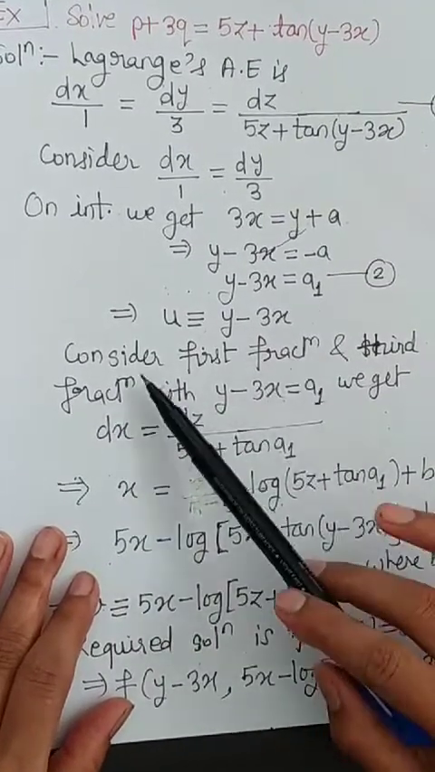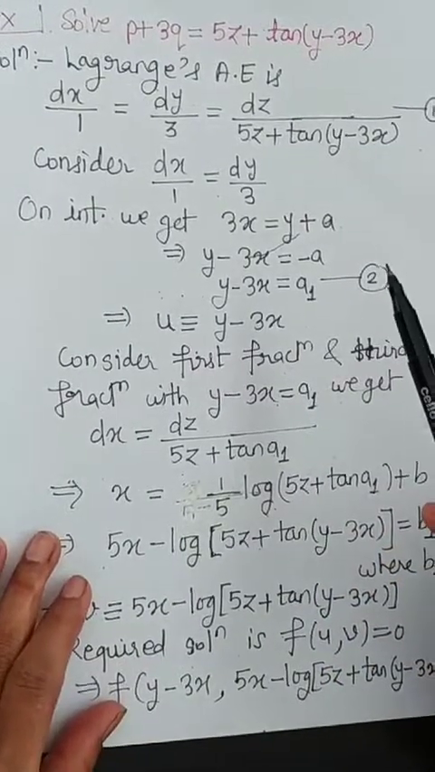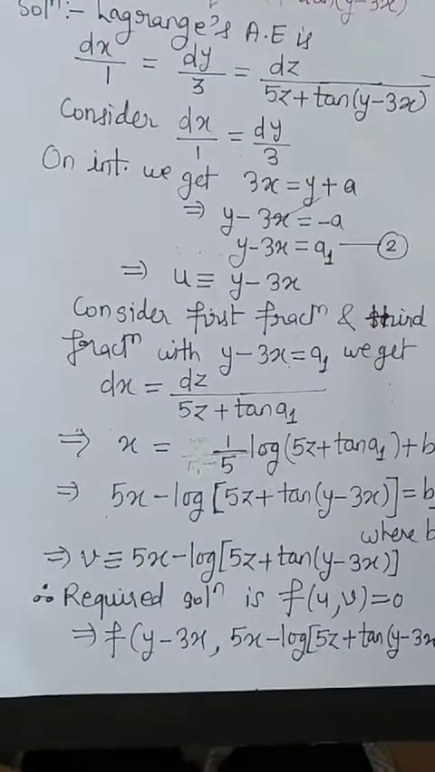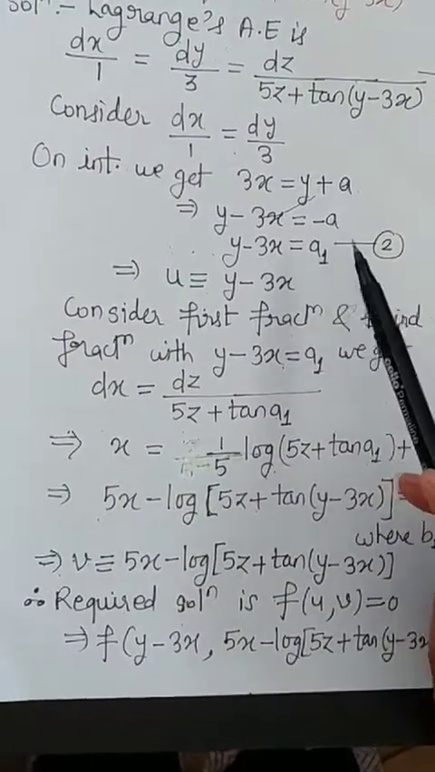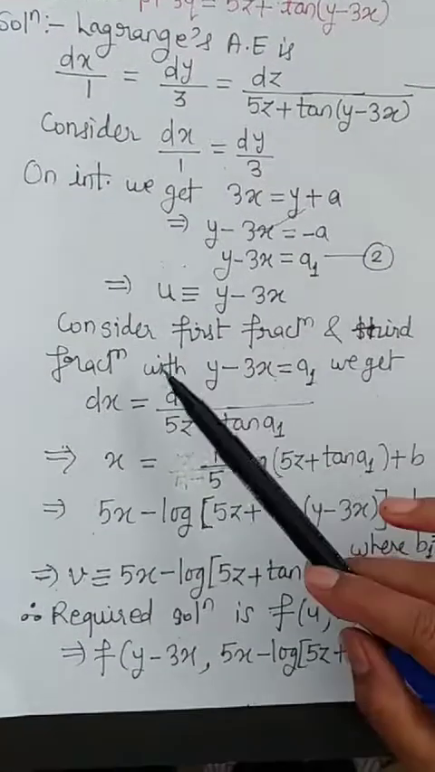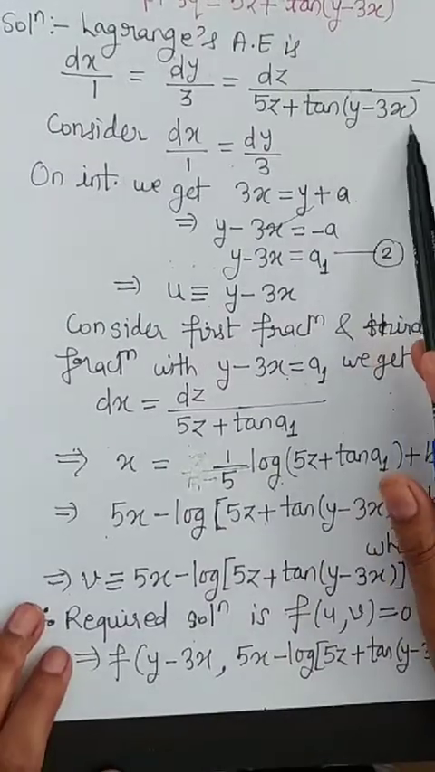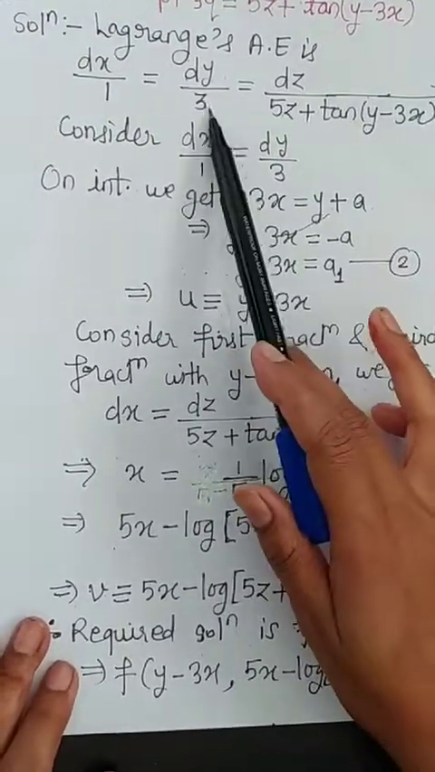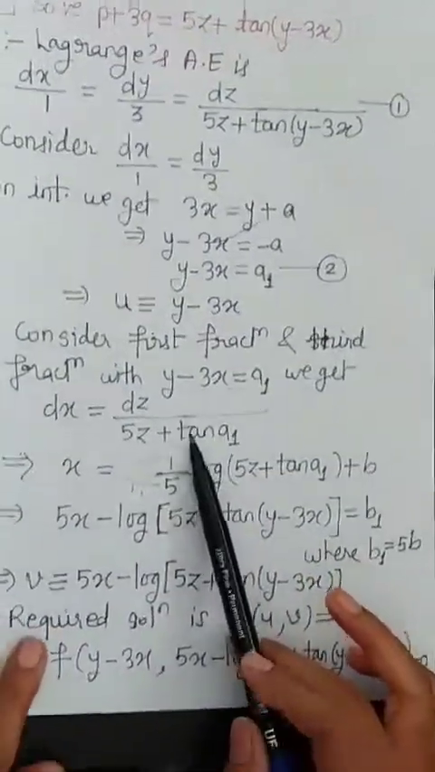Now, how to obtain the second solution? By observation, obviously the first method is not applicable again for getting the second independent solution. So we'll make use of the substitution method. So consider this y minus 3x in the third fraction as a1 and compare it with either the first one or the second one. So I am taking it with the first one.